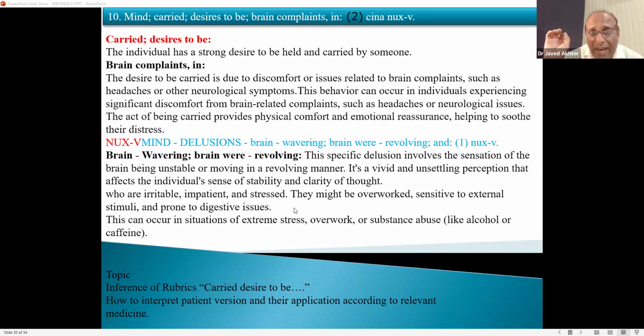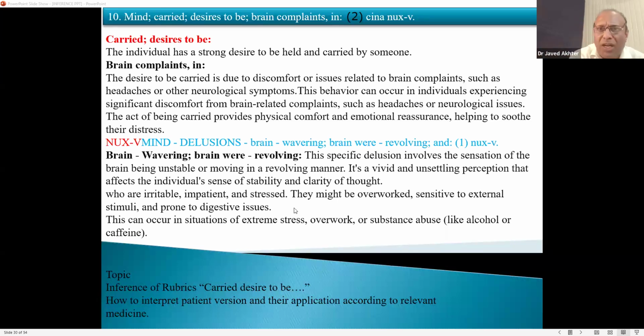The desire to be carried due to discomfort from brain complaints, such as headaches and other neurological symptoms. This behavior can occur in individuals who experience significant discomfort from brain-related complaints, such as headache and neurological issues. The act of being carried provides physical comfort and emotional reassurance, helping to soothe their distress.